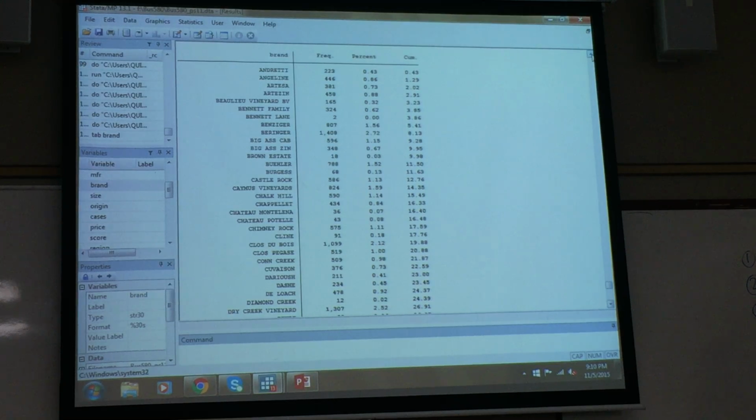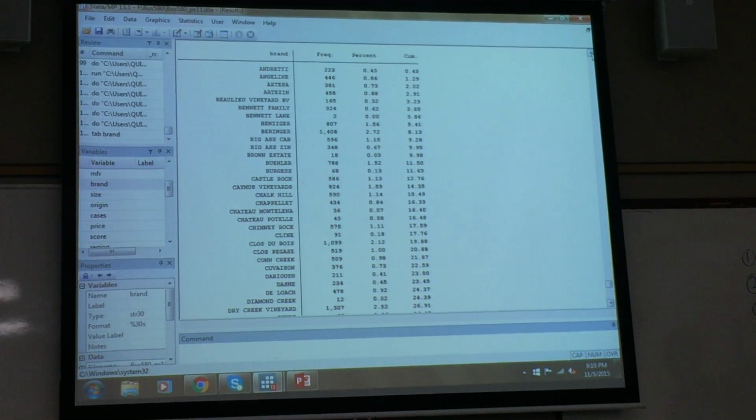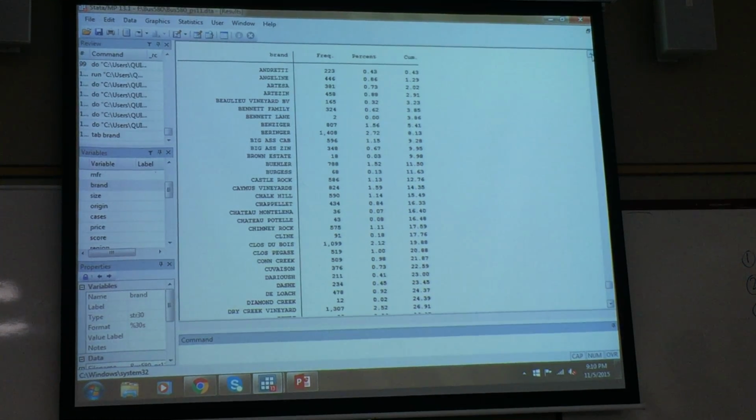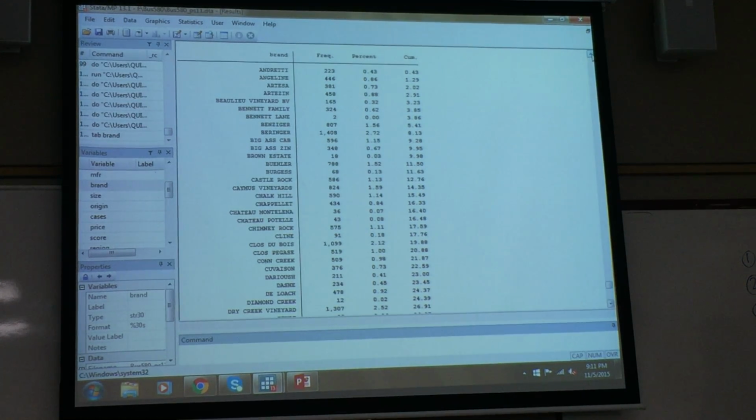Yeah, so there's a way to do it. We just tabbed this, right? We tabbed it and it's going to list all the values and tell you how many observations there are for each. Lots of Clos du Bois. I don't see Arbor Mist in here, by the way. Bummer. Remember, the wine has to be graded, and then it has to be in the Wine Speculator rankings. I'm sure Arbor Mist is in the scan data, it's just not in the Wine Speculator rankings.